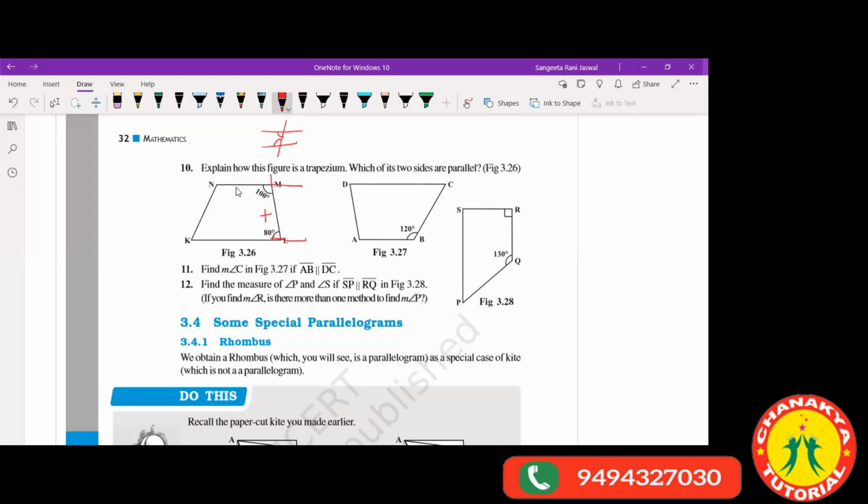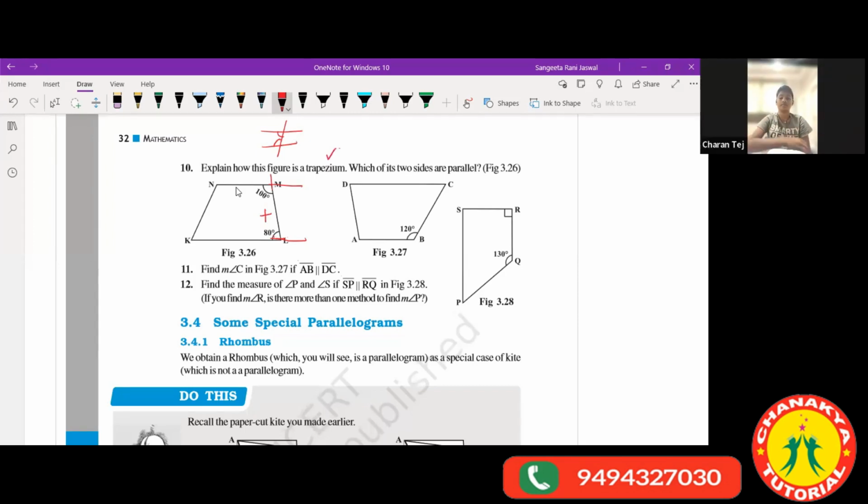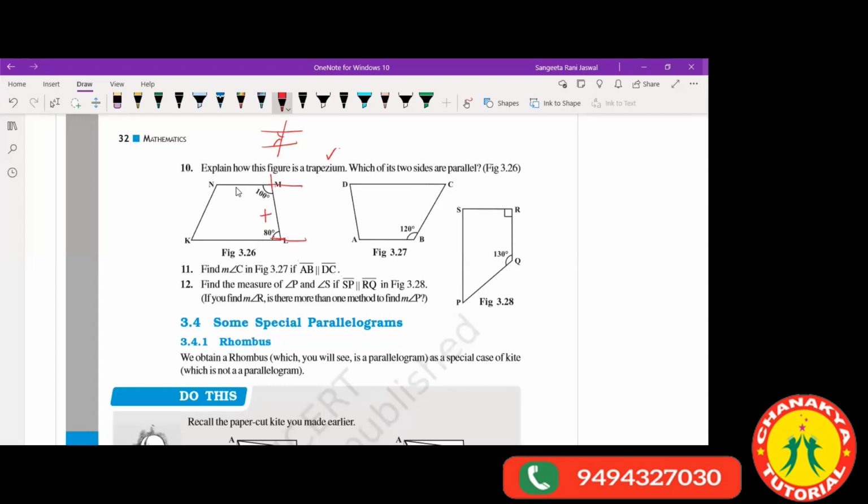When they are supplementary, this shows that the lines are parallel. And when there is one set of parallel lines, then I can say that this figure is a trapezium. Ma'am, this 10th question is the same as the before question, like the second question, but the angle we need to use is different. This question is not like the previous one, beta, because in this we are not asked to find any of the angles. The angles are given to us. We just have to find out whether it is a trapezium or not.